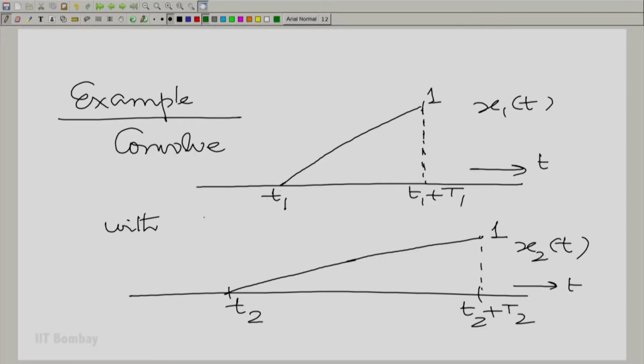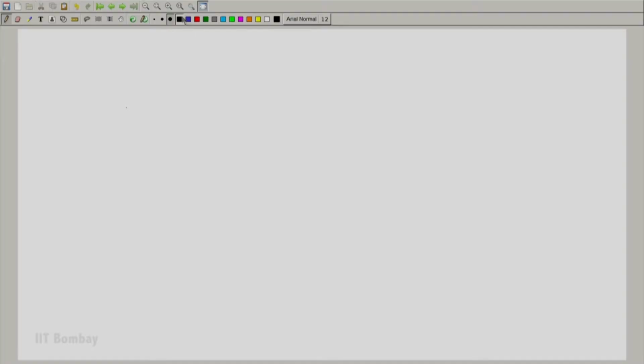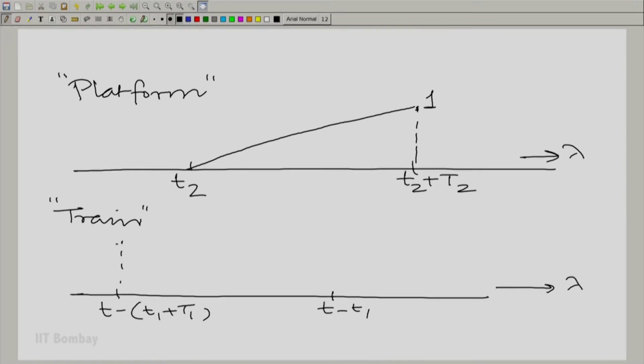Again, suppose without loss of generality, let us take capital T2 to be greater than capital T1, because we can always interchange the order of the functions and the convolution is not affected. So, without loss of generality here, let T2 be greater than T1 and we can do the same thing. We could put the platform with the passengers which have a longer strip and the train with the passengers that have the shorter strip. And let us draw both the platform and the train. The platform would now look like this. I do not need to carry out all the explanations again. I will just straight away draw the platform and the train now.